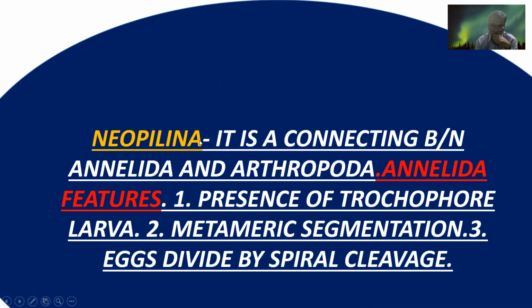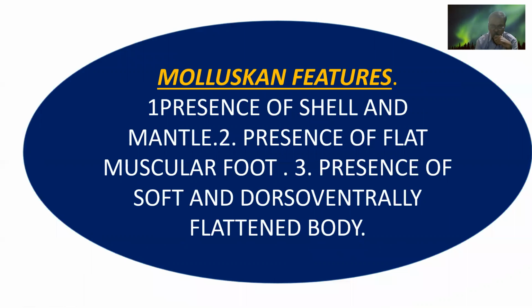Next one is Neopilina. It is a connecting link between annelida and mollusca. Annelida features are the presence of trochophore larva, metameric segmentation, and eggs divided by spiral cleavage. Molluscan features are the presence of shell and mantle, the presence of flat muscular foot, presence of soft and dorso-ventrally flattened body.